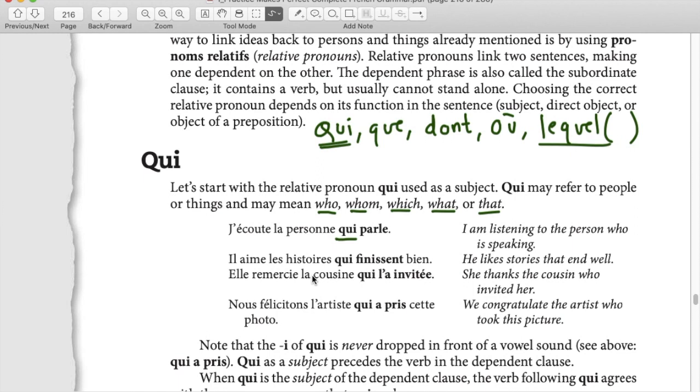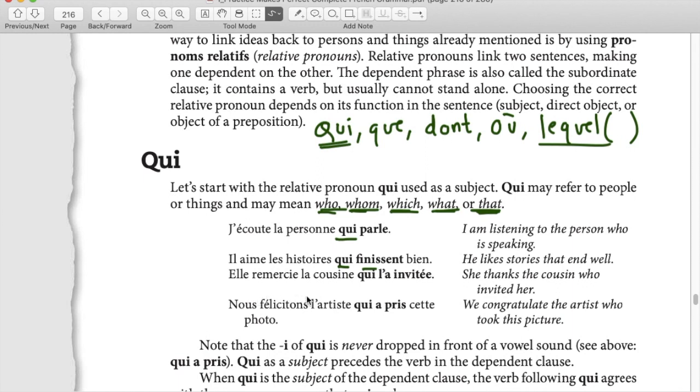Il aime les histoires qui finissent bien. He likes the stories which end well, or that end well. Again, it could mean which, it could mean that. It doesn't matter. That's what I'm saying. Don't try to remember qui with its meaning. Instinctively, I said, he likes the stories which finish well. And you could also say he likes stories that end well. Okay, same thing. Again, qui followed by a verb.